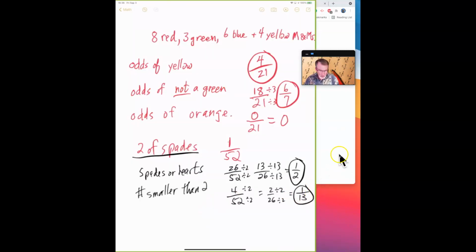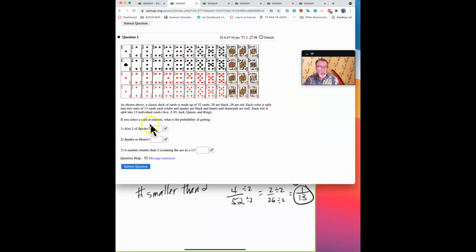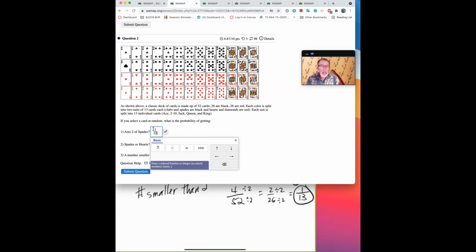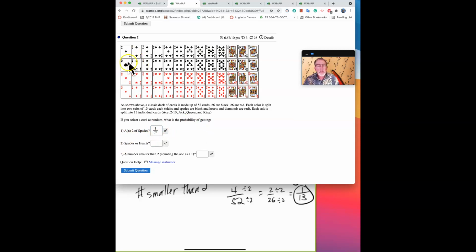Okay, let's try putting our answers in. All right, so we said it was going to be 1 in 52 chance of drawing any single card that was specified. Okay, so they said here a 2 of spades. There's only 1 of those. So we have 1 out of all of these 52. So 1 over 52. And 1 and 52 don't share any factors in common. This is already reduced as far as it goes. And so this is our answer.